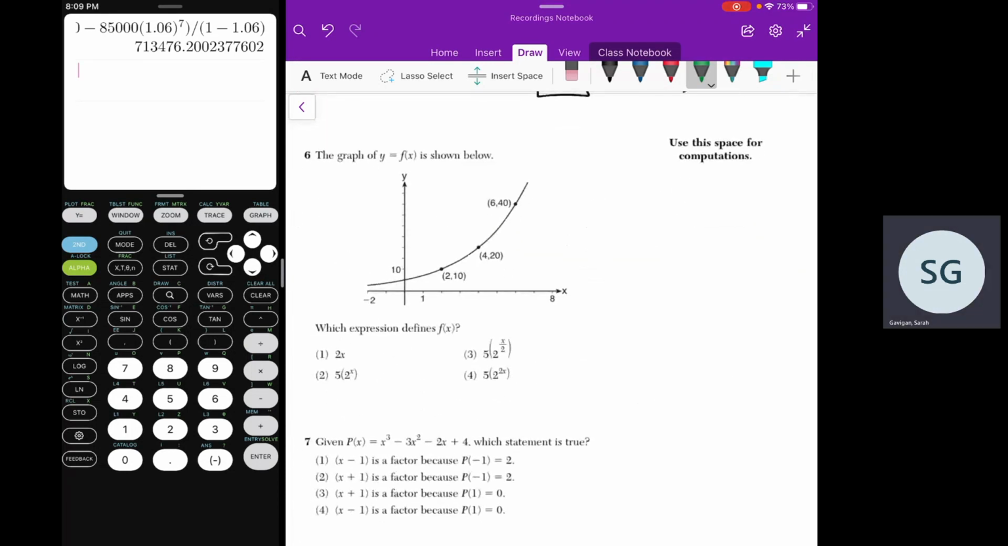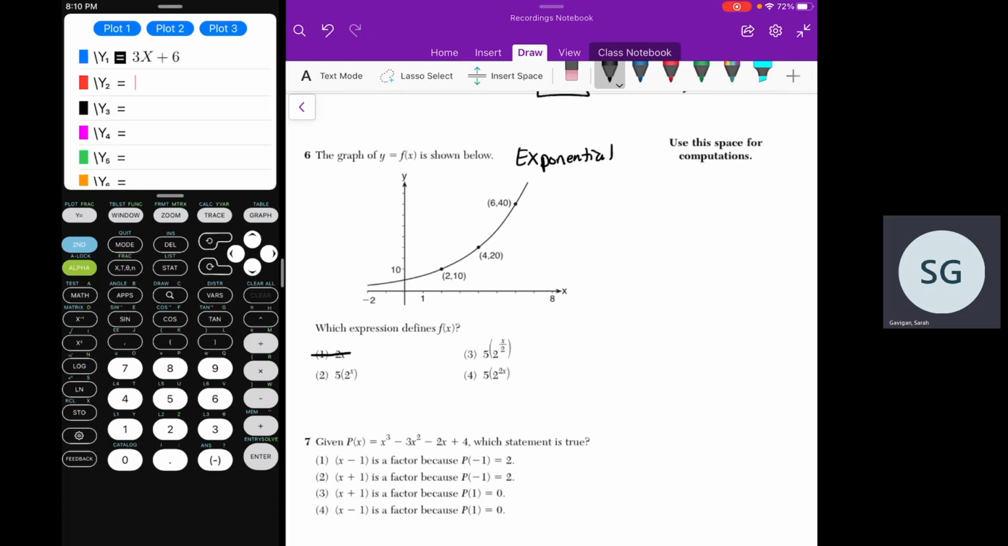For number 6, we have a graph and we just have to say which expression defines f of x. There are a few ways that you can do this question, and they all involve your calculator. You should know that the shape here is an exponential graph, so you're going to cross off any equation that is not exponential. Choice 1 is linear, so we'll cross that off. Now what's nice is they give us points. We're just going to type in each of these equations and come up with which points match.